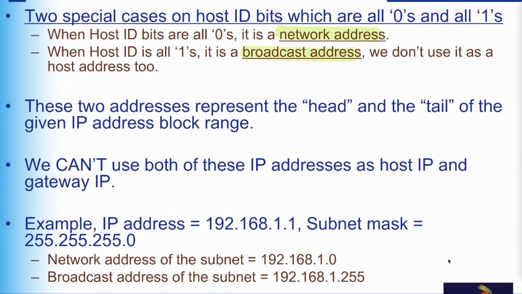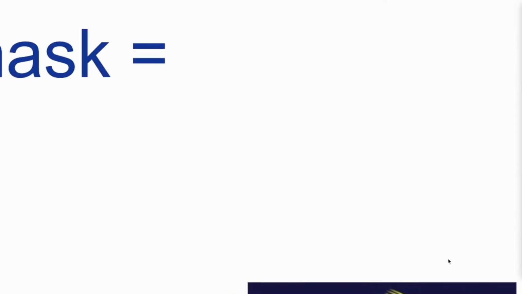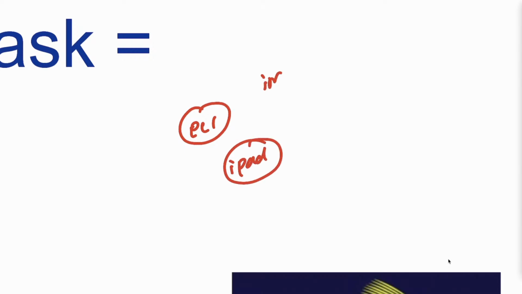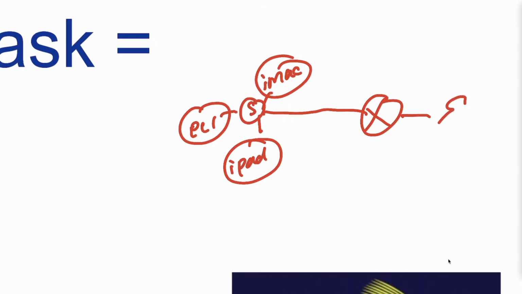network. So let's say you have a network like this. Let's say this is our network here. You have a PC1 here, you have your iPad here, and you have your iMac here. They are all connected to a switch, to a router, and then to the internet. Now this is my local area network.